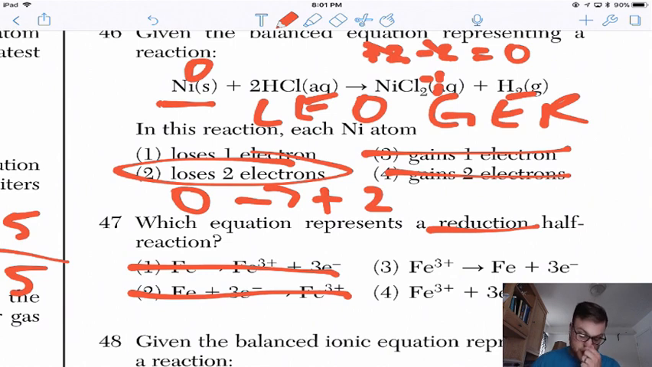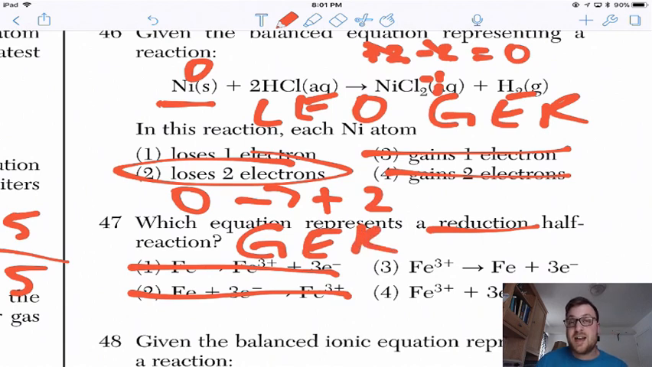What's the right answer? Now apply the acronym gain electrons reduction. We need to pick the answer choice that not only shows the charge getting smaller, but also shows the electrons being gained. Gained electrons will always be shown on the left-hand side of the reaction. They will be a reactant. Losing electrons will always be shown on the right-hand side of the reaction. They are a product.